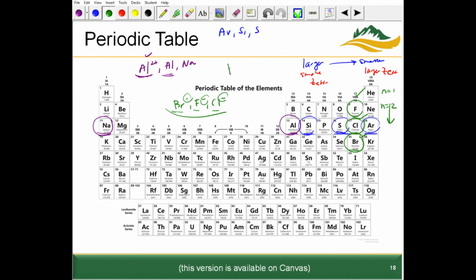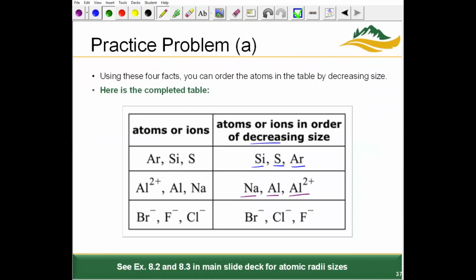If we compared F versus F minus, we know F minus will be larger than the parent atom because we've added on an electron, so F minus would be larger than F. We weren't asked about this in the problem, but just wanted to show this example as well. So bromide largest, fluoride smallest. So bromide, then chloride, then fluoride.